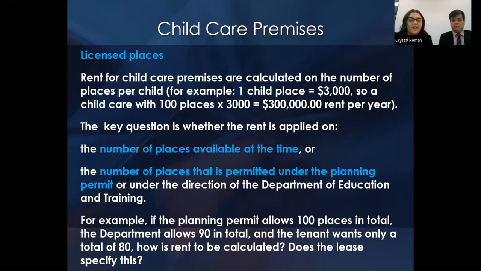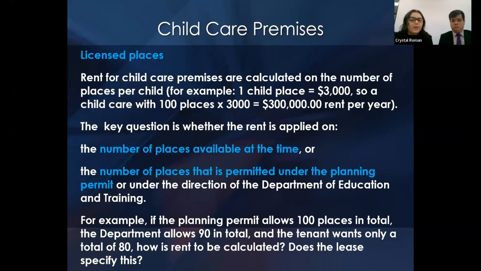So carrying on with licenses, the main issue that should be considered in a childcare lease is how is the rent applied in childcare? By way of background, the rent for a childcare premises is calculated on the amount of places. That is, 1 place equals 1 child. And if 1 child, let's say, for example, equals $3,000 per child, that means that if a venue or a premises will allow 100 children, you'll have around $300,000 of rent per year.